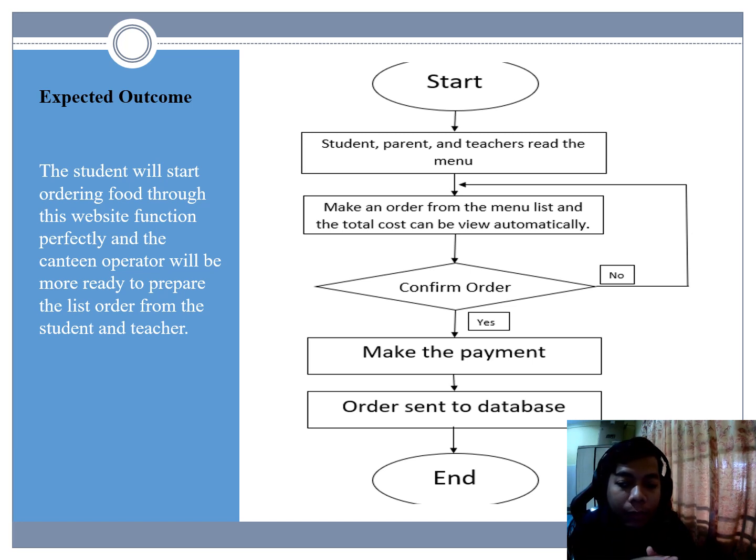If they are ready and confirm the order, they will proceed with the payment, and then the order data will be sent to the database, and the canteen operator can see the order list that has been made. Then the canteen operator will prepare their food. That will end the activity diagram.